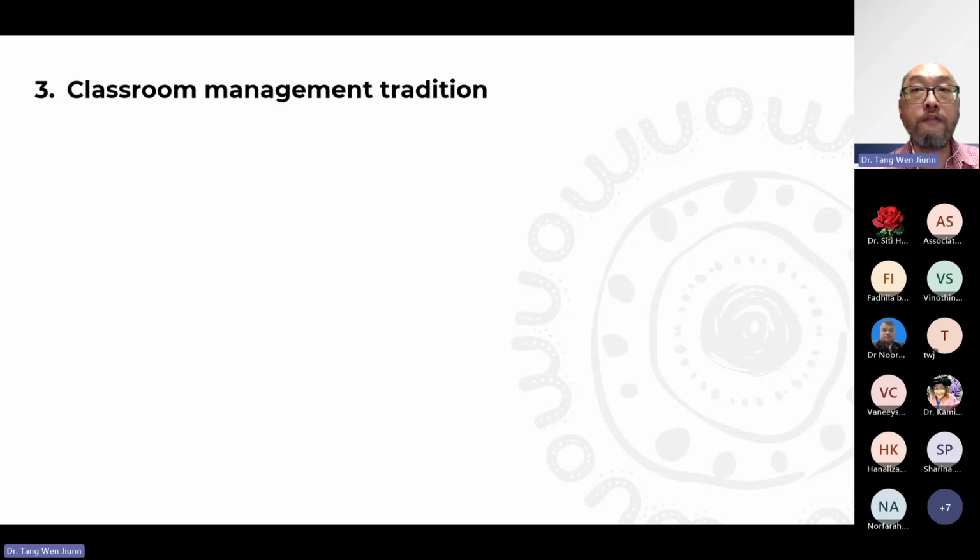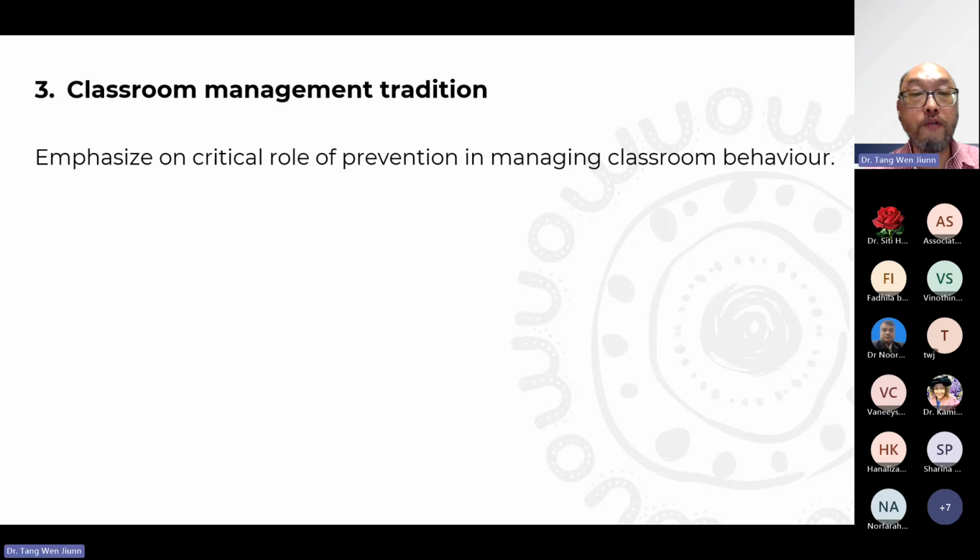So the first two: one is about communication. The second is looking at how to change the behavior by using certain stimuli. The third one here is the classroom management tradition. Classroom management tradition is all about planning in advance to prevent classroom misbehavior.